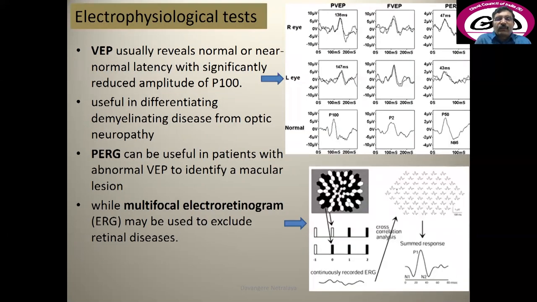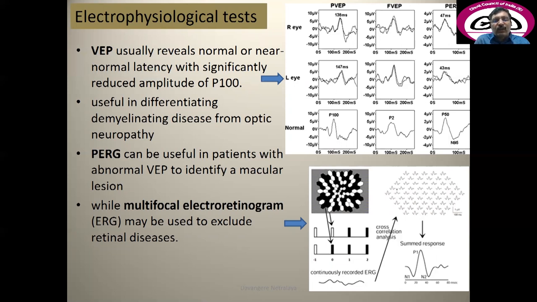On the right side of the picture, we see a visual evoked potential. A visual evoked potential is basically a sort of electroencephalography, which is recorded from the occipital lobes. If you look at the VEP, there will be a significantly reduced amplitude of the waveforms in a patient who has ethambutol optic neuropathy. And these tests are useful in differentiating it from the demyelinating diseases, which also tend to cause a decrease in amplitude in the visual evoked potential.